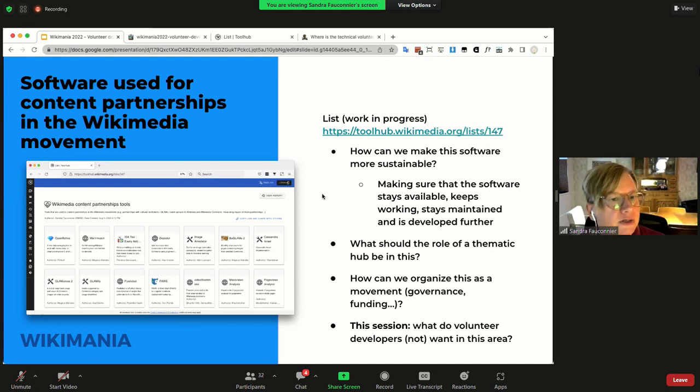How can we organize this? Who helps to make decisions, like which software do we really want to support for the future? Do we need new things? Which software do we also want to sunset? Things like that. How do we decide? What do volunteer developers themselves want? And also, who pays for things if there's money involved? How does the money flow in? Who is being paid? Who is not being paid? How do we organize all of this? We are really at the beginning, and as a movement, let's talk about this, and that's why we are here together.